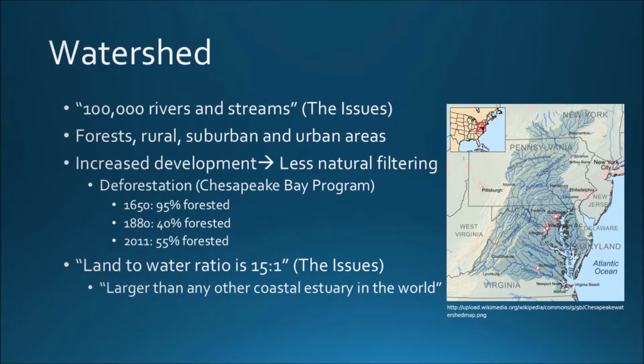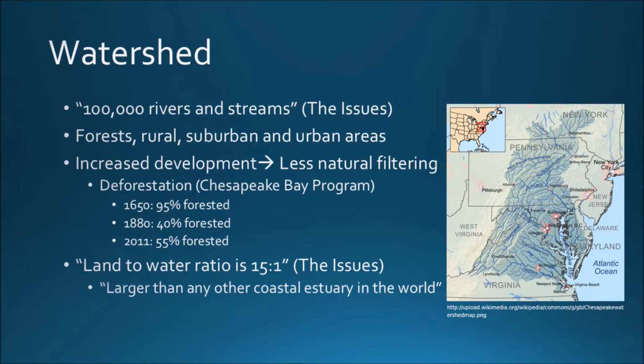The bay is a complex system which receives water from roughly 100,000 rivers and streams. Its watershed spans across multiple states on the east coast and through a variety of environments including forests, farmland, suburbs, and large cities including Baltimore, Washington, D.C., and Richmond. Its land-to-water ratio is 15:1, which is larger than any other coastal estuary in the world. This makes it clear that there can be impacts to the bay originating many, many miles away.